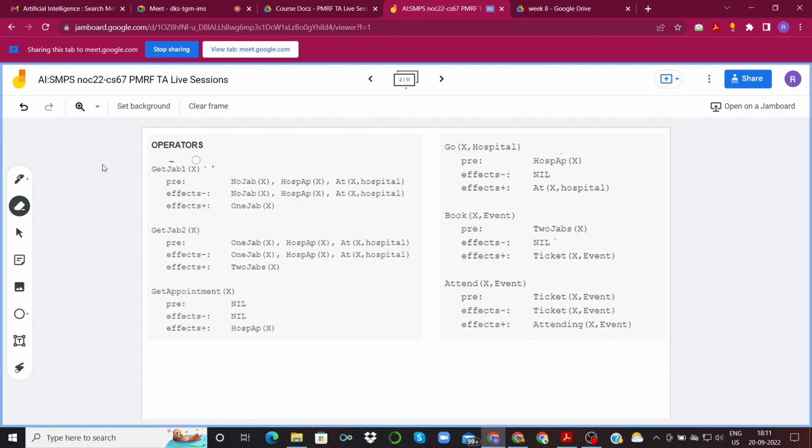So basically for get jab 1, we know these are the preconditions, and once we have applied get jab 1, we will minus these preconditions and add 1 jab X. Yeah, exactly. That is true.